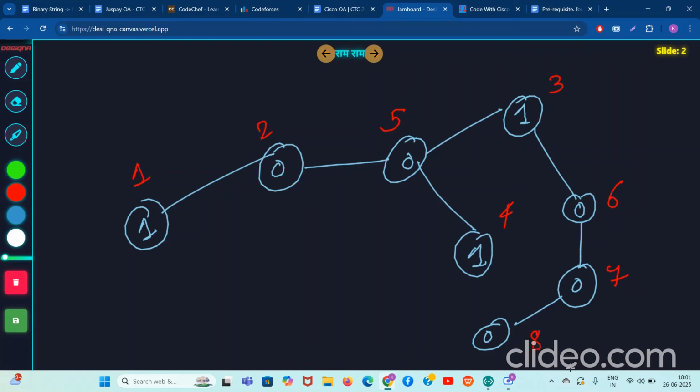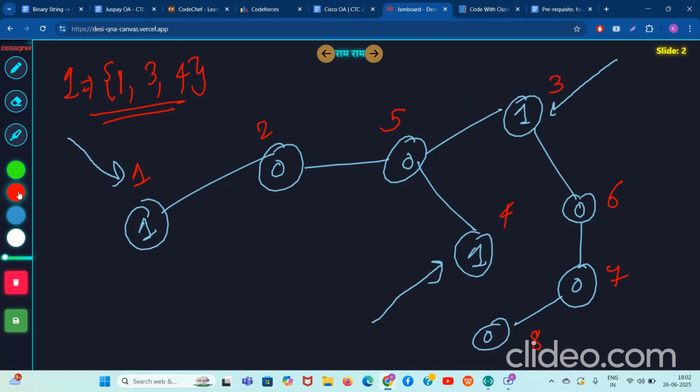Now, guys, use your brain and tell me what path should I travel so that I can touch all the nodes whose value is 1. Whose value is 1? Node number 1, node number 3, and node number 4. What will be the path which, if you travel, you can touch all the nodes, which is node number 1, node number 3, and node number 4?